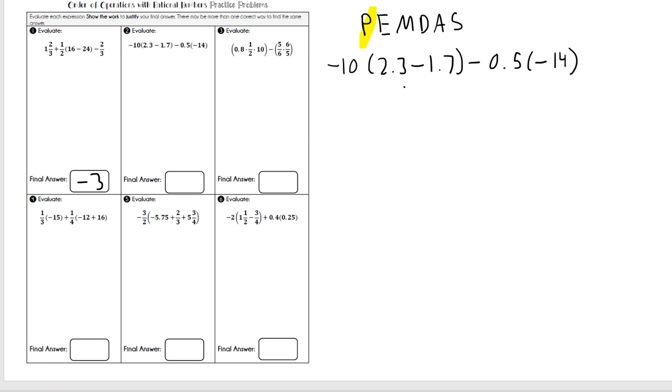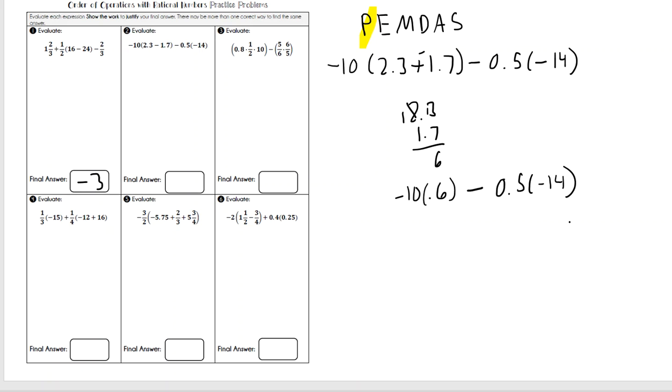Inside our parentheses, we have 2.3 subtract 1.7, so I'm going to change this to adding a negative. Okay, so 2.3 and 1.7, we're going to subtract those two. I can't take 7 from 3, so I'm going to have to borrow from the 2, make it a 1. 13 minus 7 is 6. So that would be 0.6. Now we have negative 10 times 0.6, subtract 0.5 times negative 14.